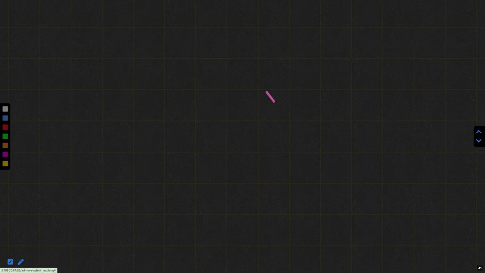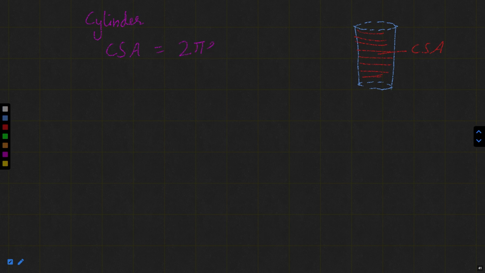Now let's move to the cylinder. Now in cylinder we have the curved surface area. Curved surface area means we have a cylinder like this, and this area marked with red is my curved surface area, CSA, which is equal to what? It is just 2 pi r, the circumference of the circle, times the height.